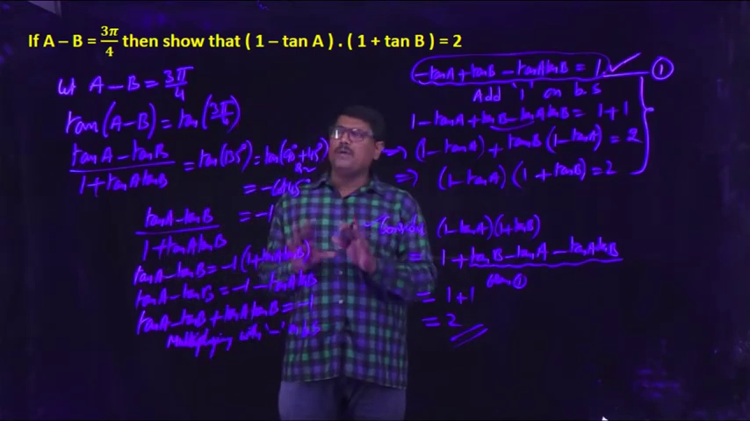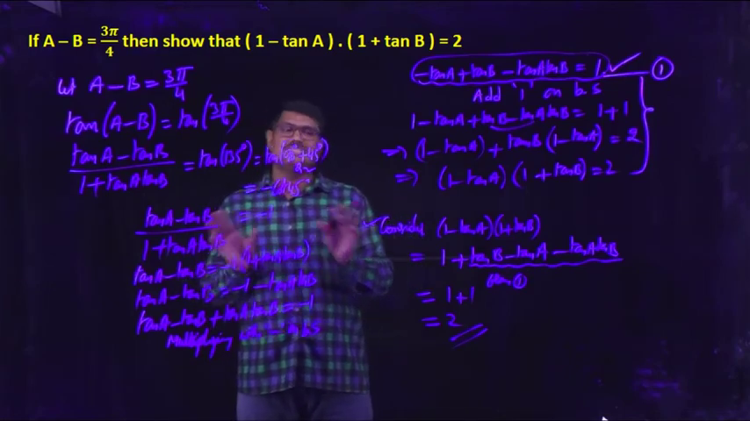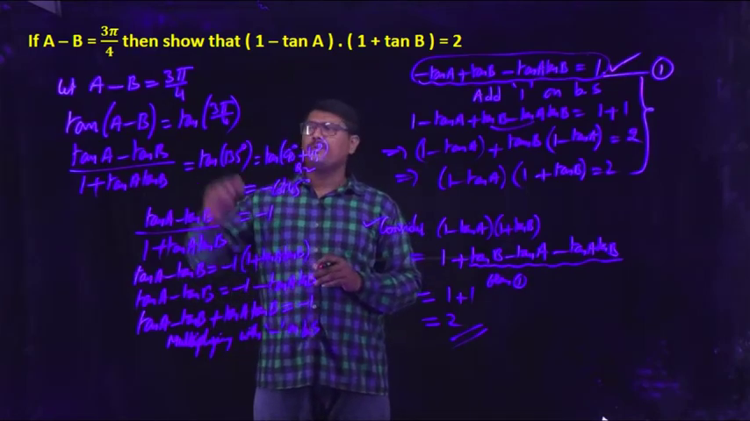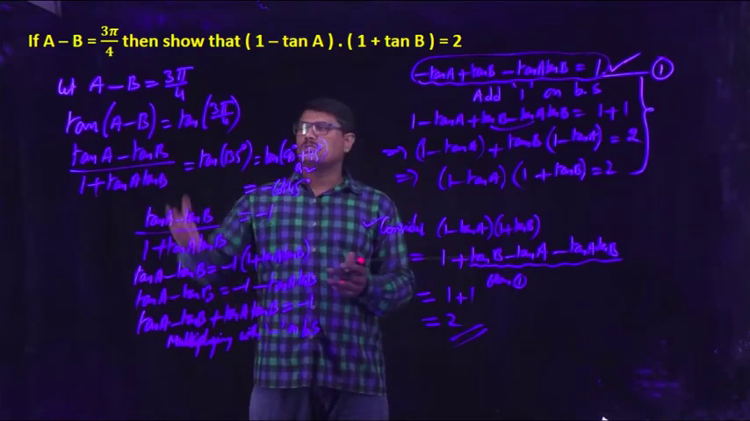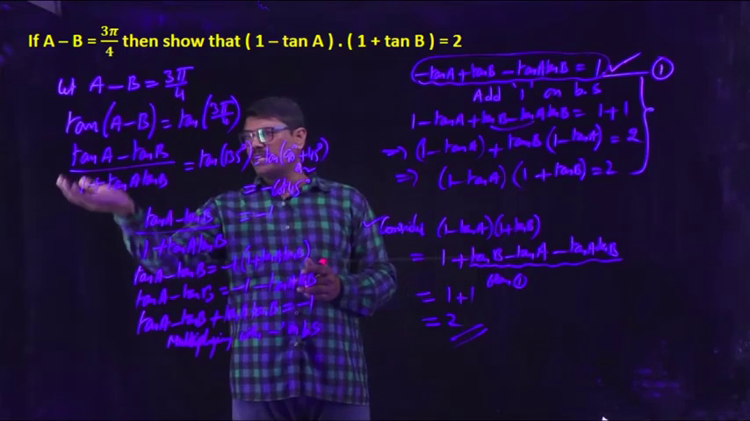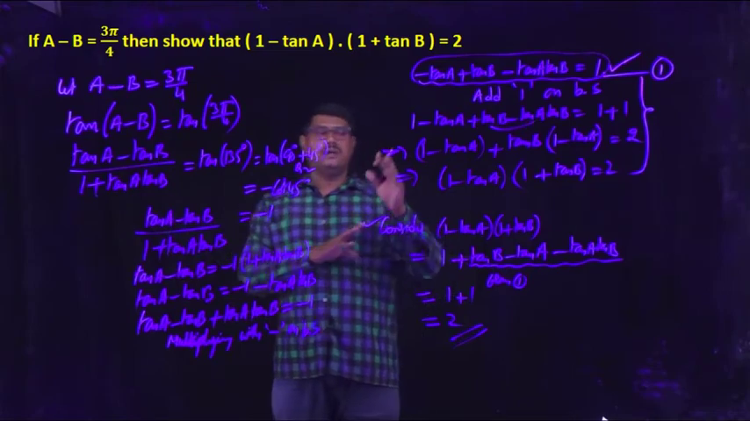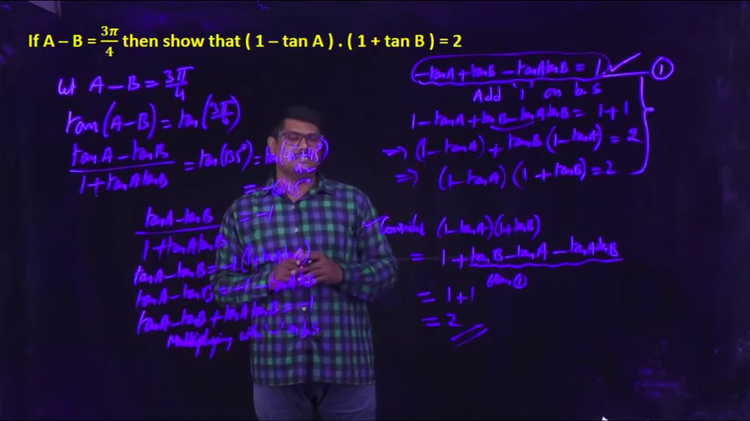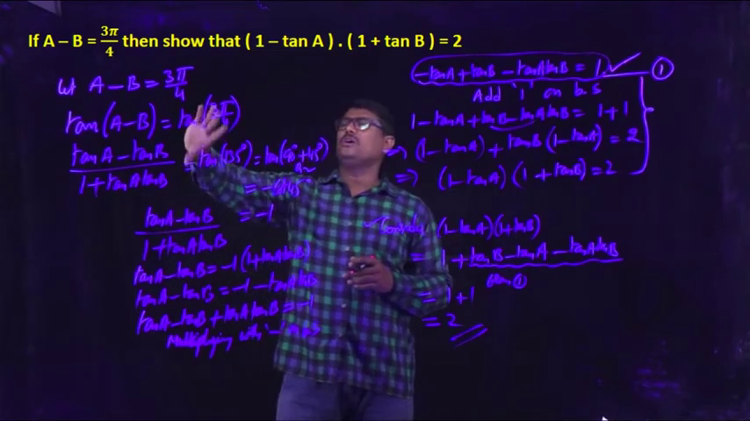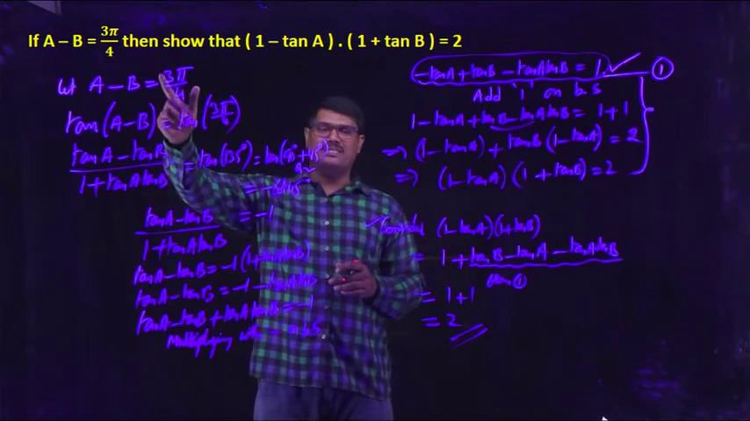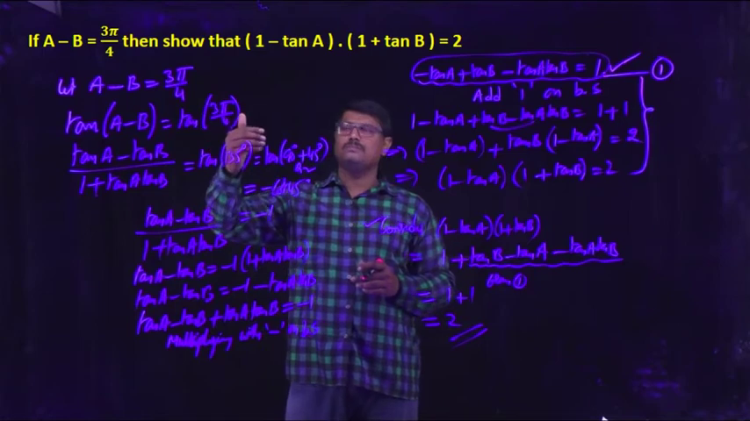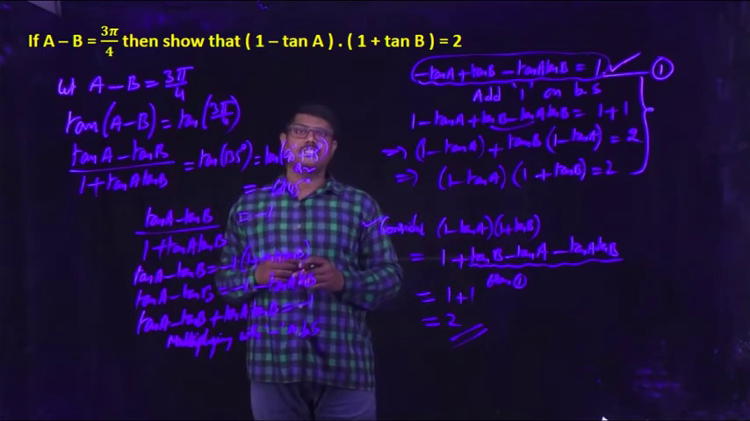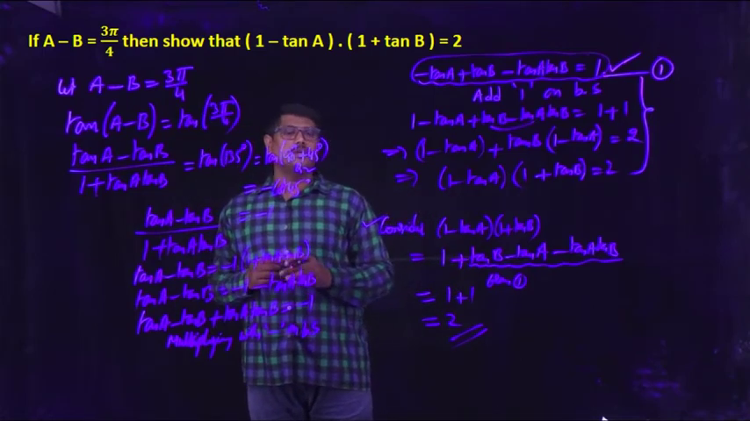So you have many problems of this type of condition. They will ask the question in terms of cot also. Then for the given condition, you have to take cot on both sides and get the required answer. You may be given angles like 3 pi by 4, pi by 4, 5 pi by 4, like that.